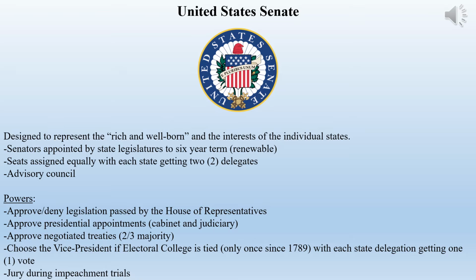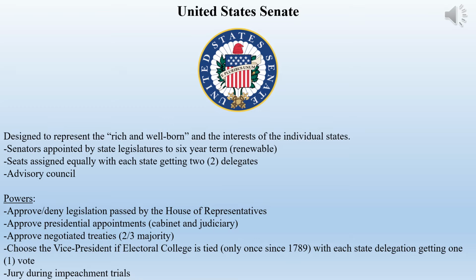The seats in the Senate are assigned equally. Each state gets 2 delegates in the United States Senate. And the Senate is considered to be an advisory council. It is where legislation goes to be fine-tuned, but it's also there to advise the president on certain things.